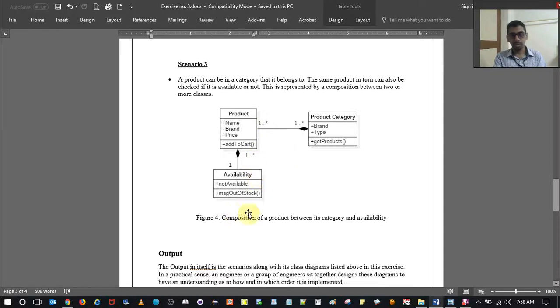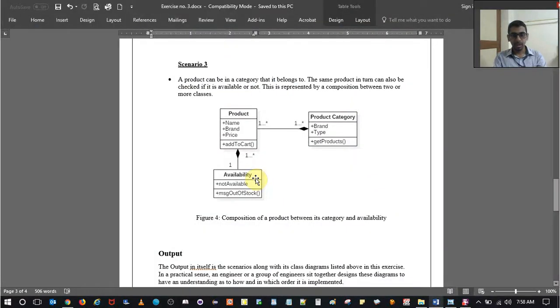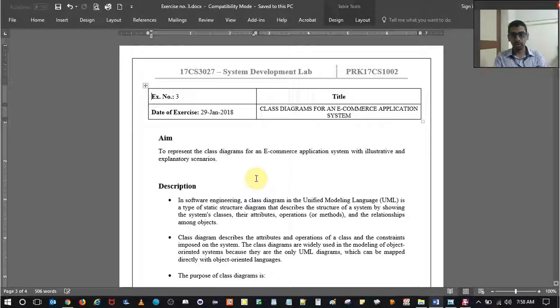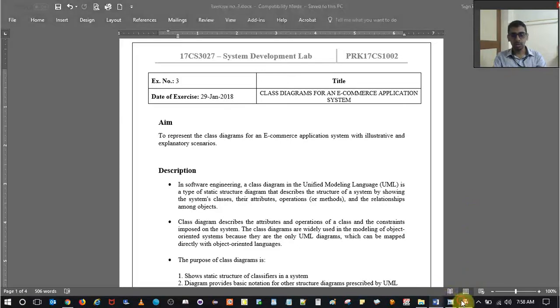So here the entire concept is based on composition of a class, and its multiplicity is represented here. This is what we are doing when we are considering a product that is under a product category and checking if it's available or not. So that's what I've discussed right now. So far these are the examples that you have seen in designing a class diagram. That's all about this exercise, and thank you for watching this visual demonstration.